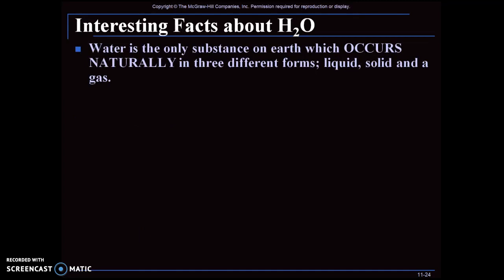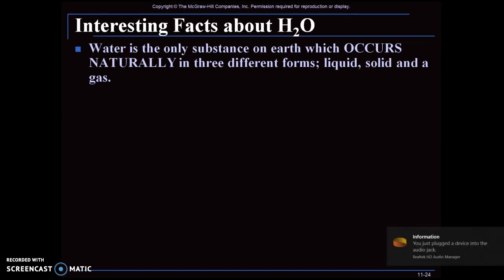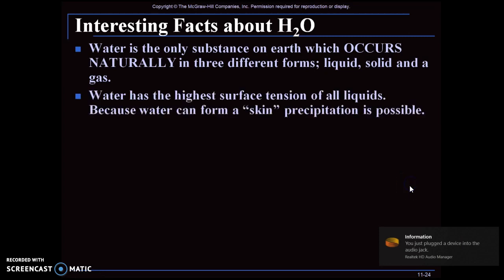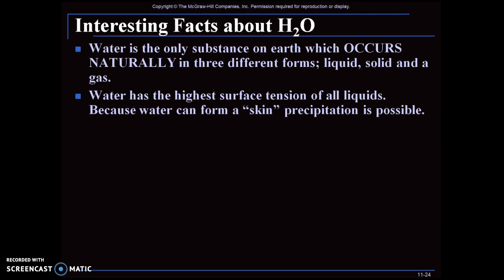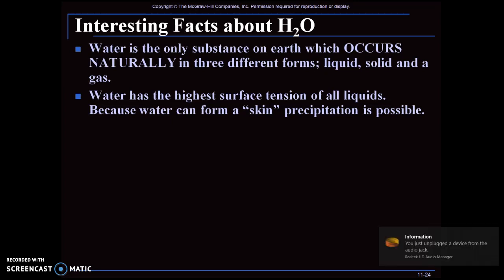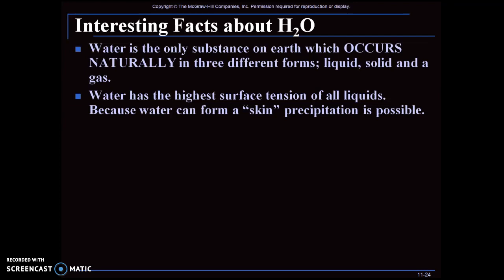And more interesting facts about water. Water is the only substance on the earth which occurs in three states, and that is liquid, solid, and gas. Water has the highest surface tension of all the liquids. Because water can form a skin, precipitation is possible.